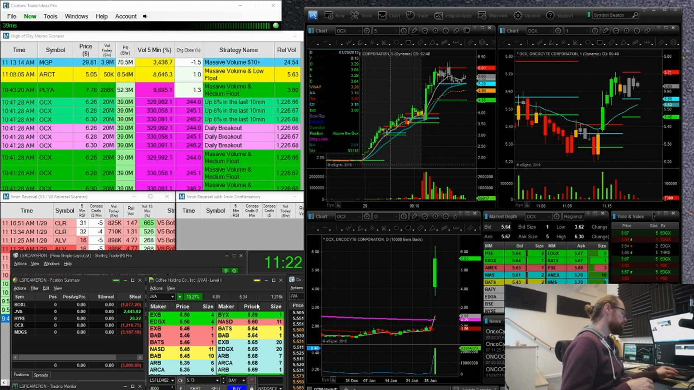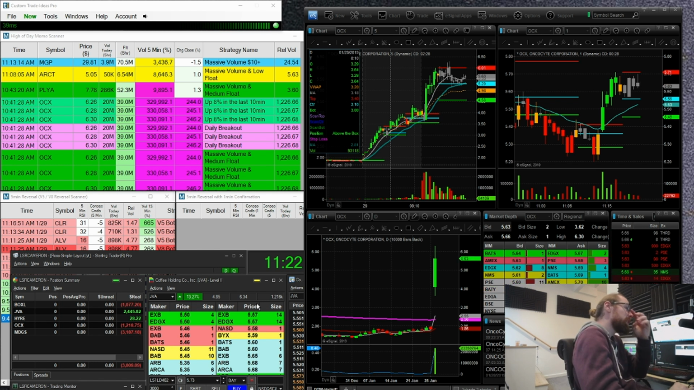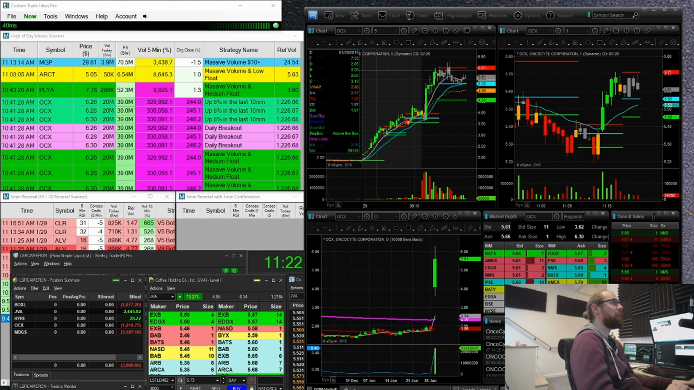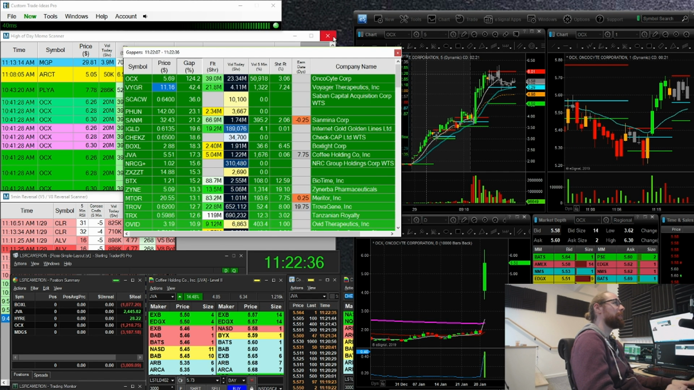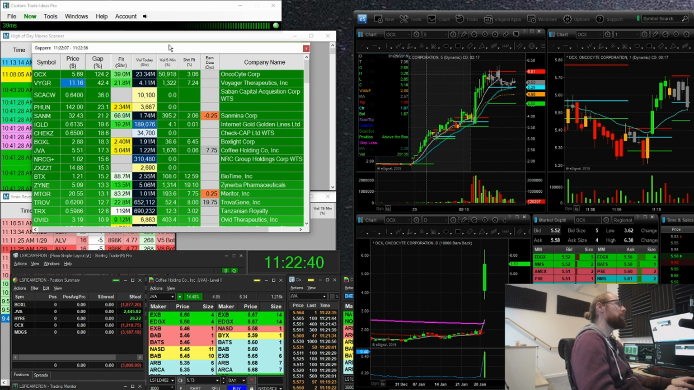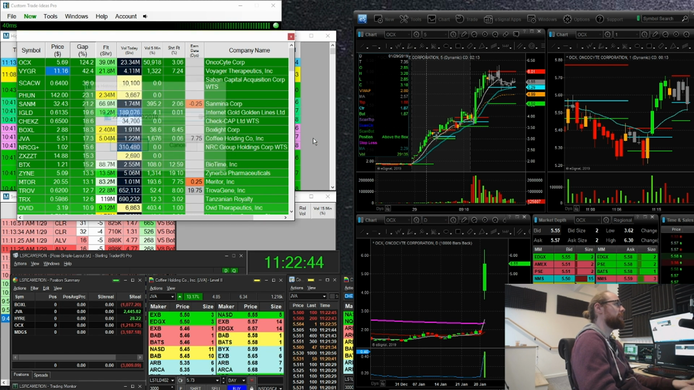So this is one of those areas where sometimes you are your biggest obstacle to walking away green. And today I was up $2,500 and I gave it back. So why don't we start by looking at the watch list that I had this morning. So this morning we started with OCX as our leading gapper. Let me go to the time frame, historical date, 9:22 is fine. So OCX was our leading gapper.